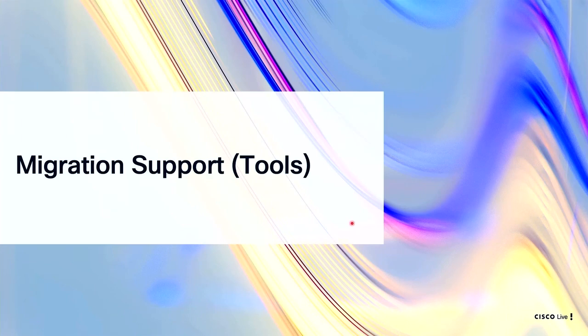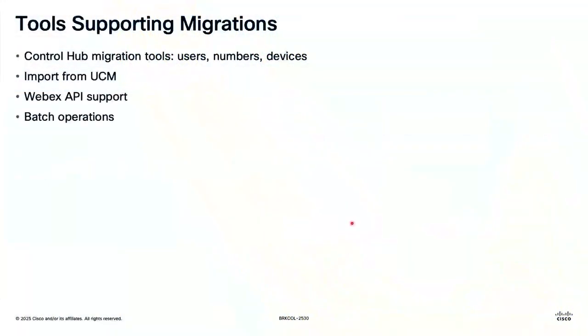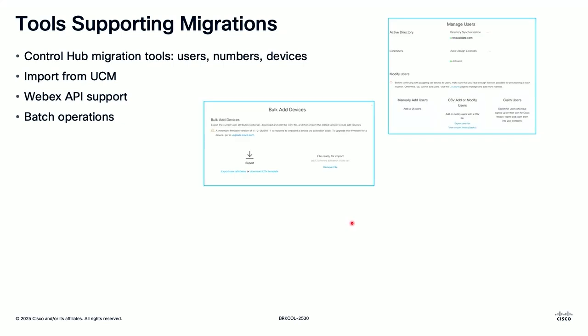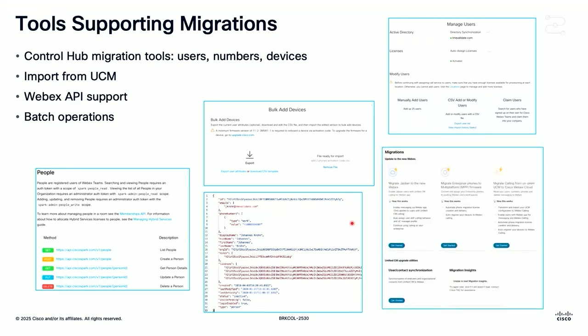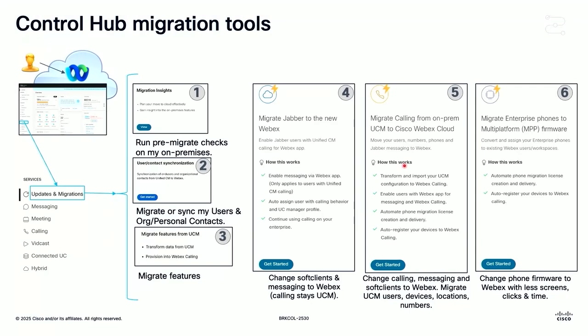Support tools, migration support. We do have the tools in Control Hub. So we can manage users, we have bulk support, we have APIs, and we have these migration tools here, these guys down here, right? In the Control Hub migration tools, there's a bunch of tools that we can look at.